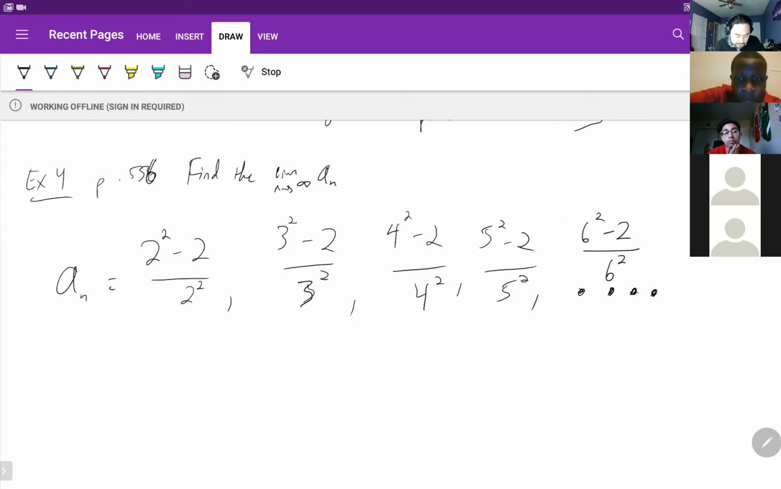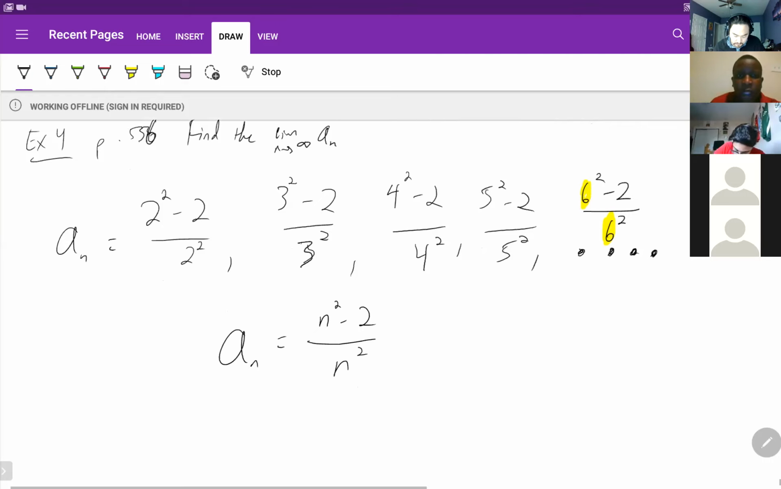And I see that the only things that are changing are these 2 pieces, right? Everything else looks like it stays the same. So if I wanted to figure out my a sub n, it looks like I have n squared minus 2 over n squared. Is that all right? And now you find the limit.